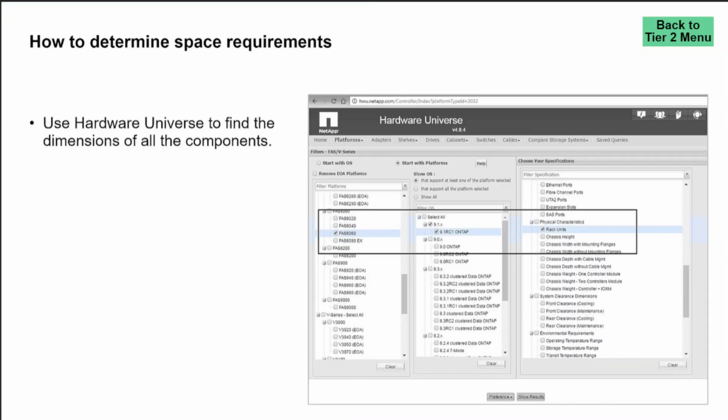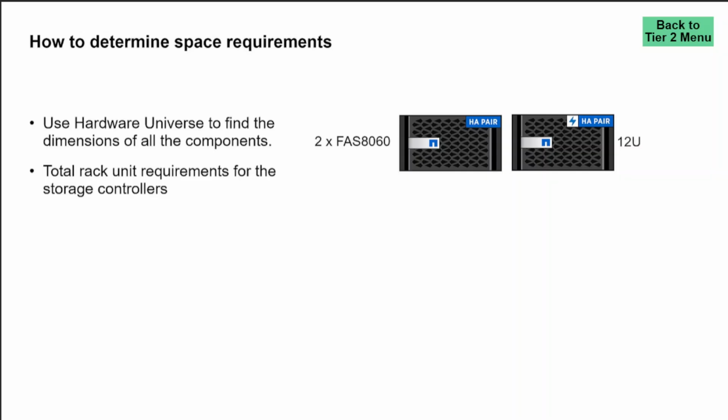Most systems are installed into customer-owned cabinets. You must ask for the correct amount of physical space in these cabinets. Doing so is critical if the NetApp equipment shares the cabinet with equipment from other vendors. Using the Hardware Universe website, determine how many rack units the storage controllers require.